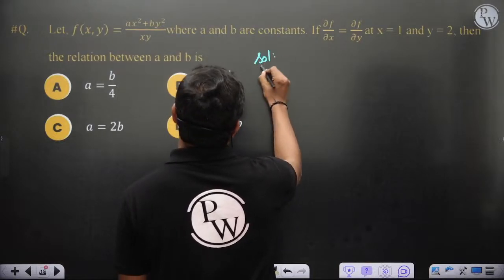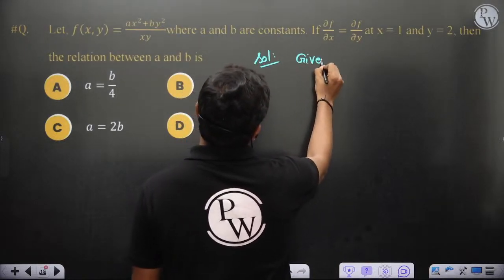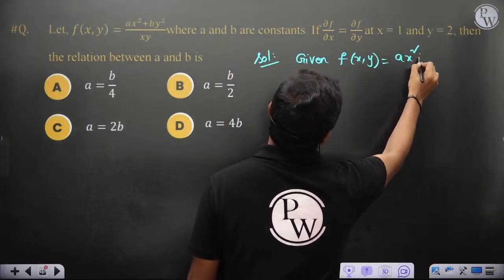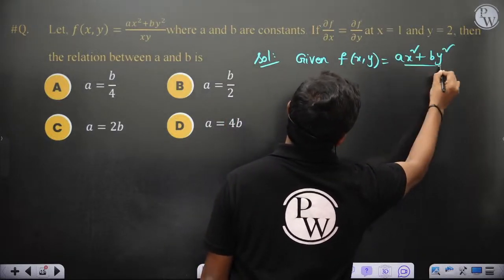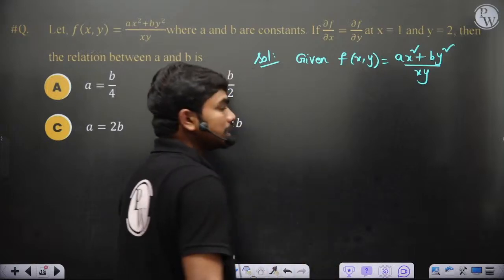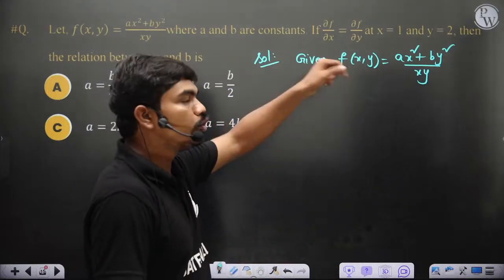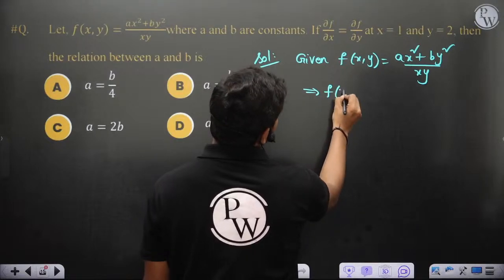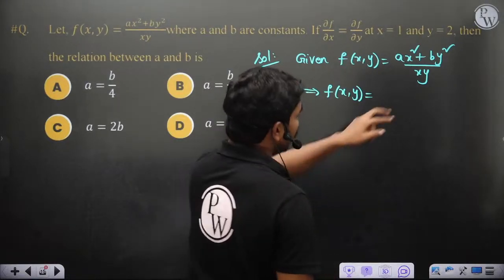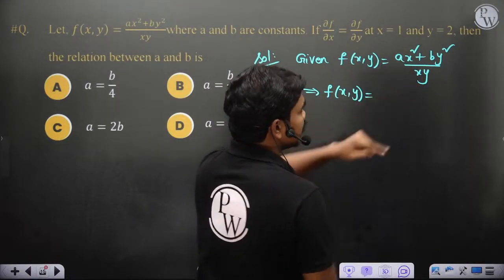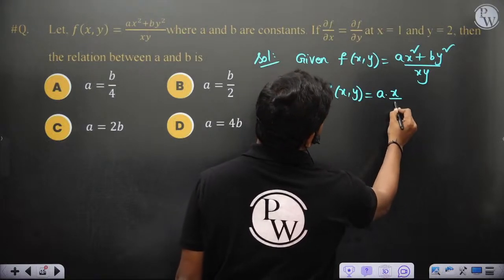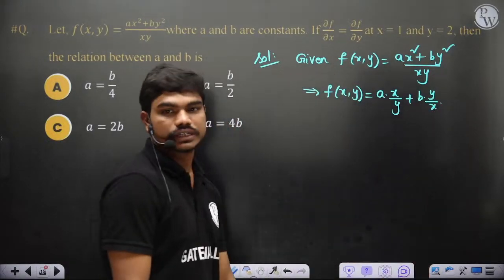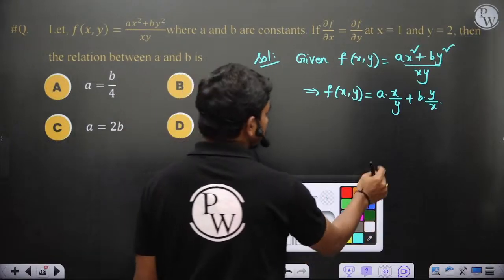Solution. Given f of x, y is equal to (ax² + by²) by xy. Normally if you want to differentiate this with respect to x and y partially, you have to apply the u by v rule, so it would be slightly lengthy. So what I can do is write f of x, y as two separate terms: ax² by xy, which gives you ax by y, plus by² by xy, which gives by by x. So this is what you get, obviously, right? So what is fx then in such case?